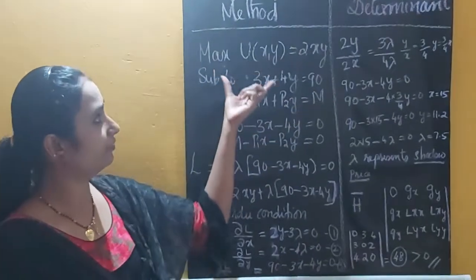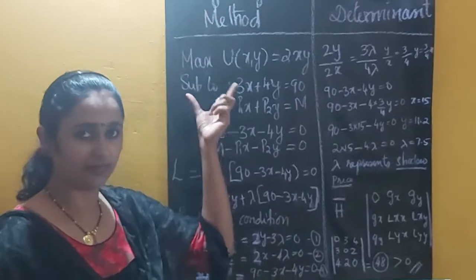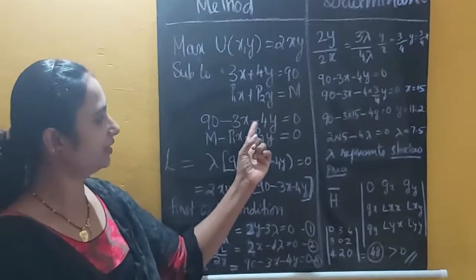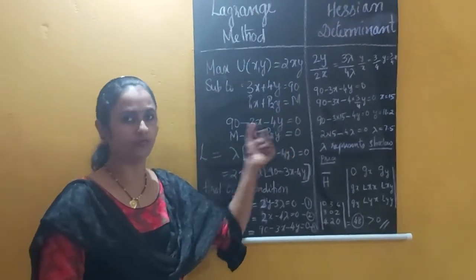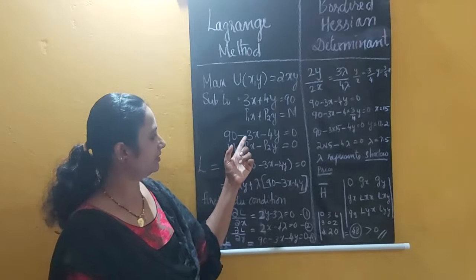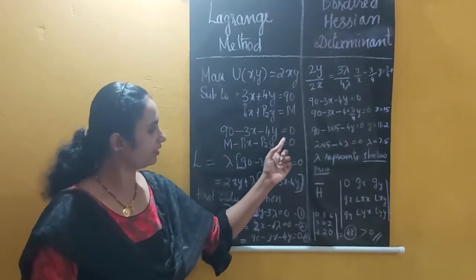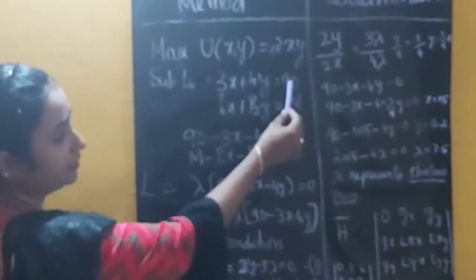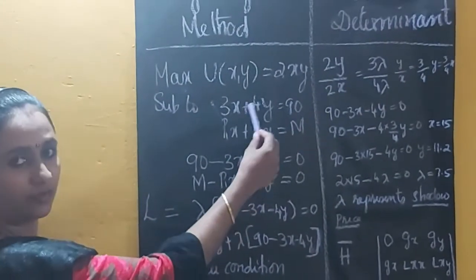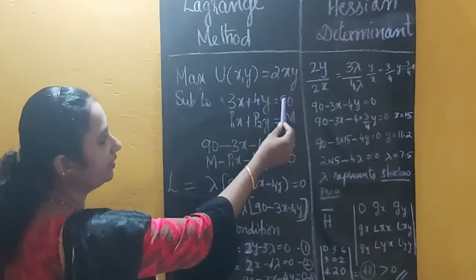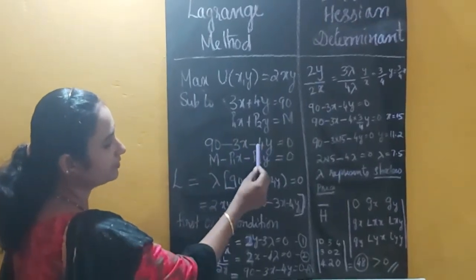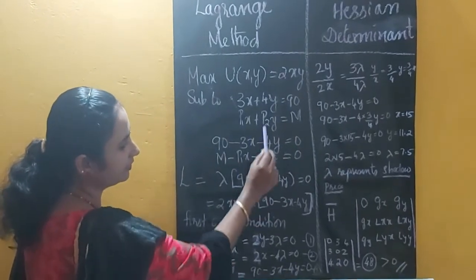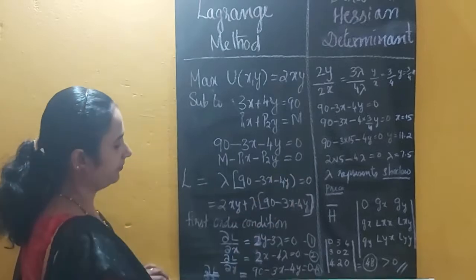So first, in order to derive the Lagrange method, we have to convert this constraint into an equality to 0 format. That is, 90 minus 3x minus 4y equal to 0. That is, we have transferred this 90 to the left hand side of the equation. So 90 minus 3x minus 4y equal to 0. Again, m minus p1x minus p2y equal to 0.